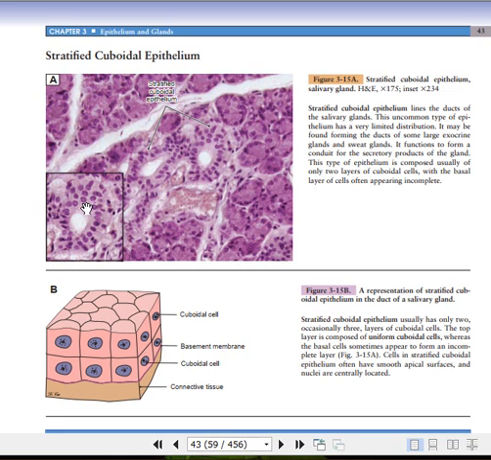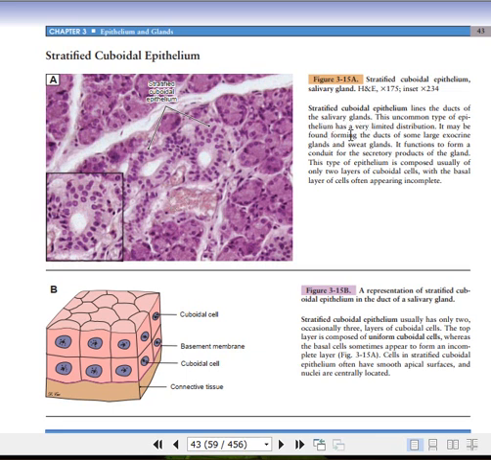So we continue here with stratified cuboidal epithelium. We said initially before that when you are stratified, you are containing multiple layers of cells. And when your cuboidal epithelium is stratified, it is going to have cuboidal cells at the uppermost layer. So this is a diagrammatic representation. This is a histological representation of a stratified cuboidal epithelium, taken from ducts of the salivary gland.